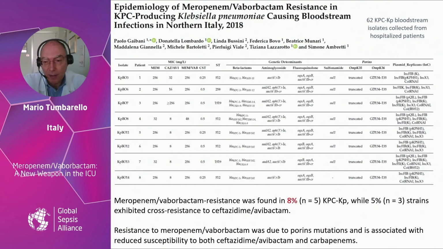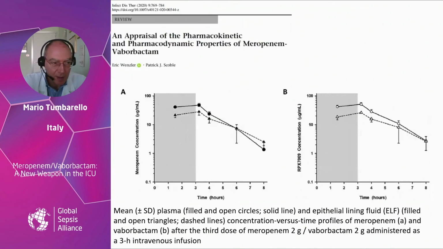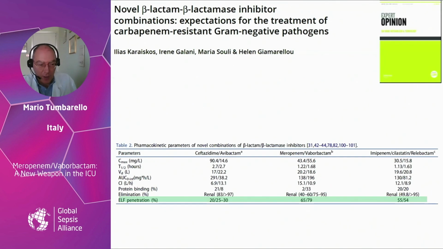But some papers indicate the possibility of resistance to Meropenem-Vaborbactam. In this paper, the probability of resistance is low, but not very low, 8% of the isolates. It is the same as we observed also for Ceftazidime-Avibactam. The diffusion of Meropenem-Vaborbactam in the plasma and in the epithelial lining fluid is good, similar in plasma and the epithelial lining fluid. If we compare the data of Ceftazidime-Avibactam, Meropenem-Vaborbactam, and Imipenem-Relebactam, the ELF penetration is better for Meropenem-Vaborbactam.